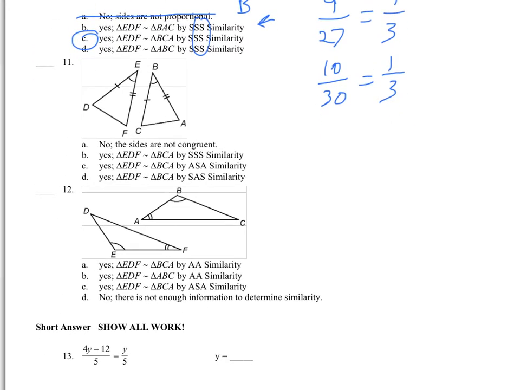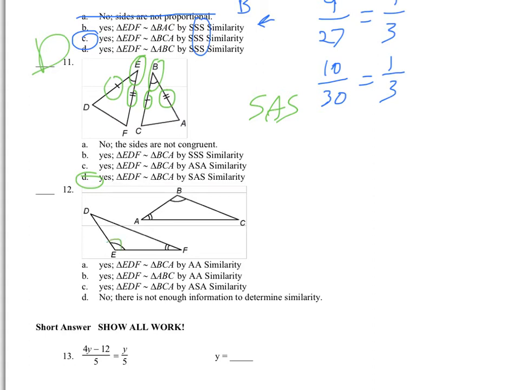Okay, look at number 11. Are those similar? Well, it's the same case. We've seen this problem before. They have a pair of sides that are congruent, therefore the scale factor is 1. They have congruent sides and angles, so they are similar because of side-angle-side similarity. D is the only one that has that option. And then we have A.